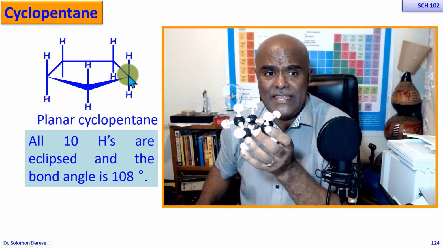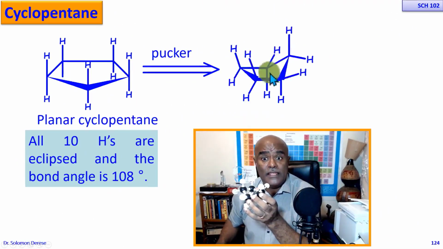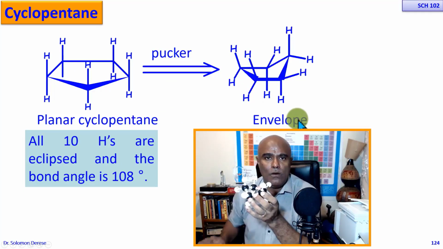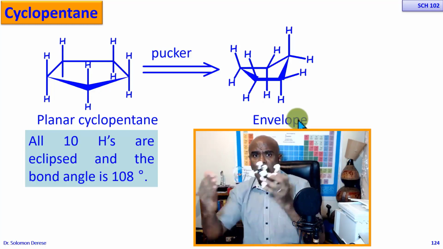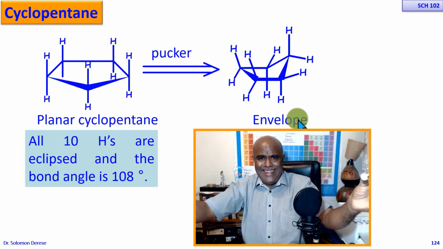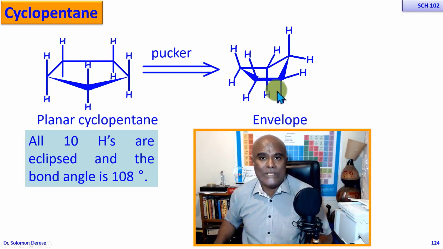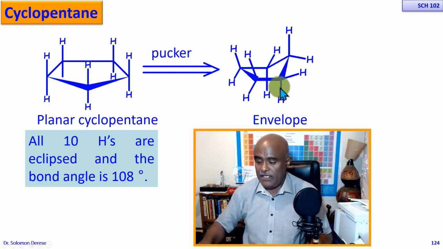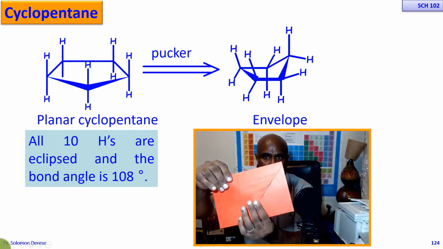by lifting this carbon up, like that, is this one. And then this conformation of cyclopentane is called the envelope conformation. You remember for cyclobutane, the conformation was a butterfly. It was like a butterfly that has folded and expanded its wings. But this one looks like an envelope. Let me demonstrate to you using an envelope. This is an envelope, isn't it?